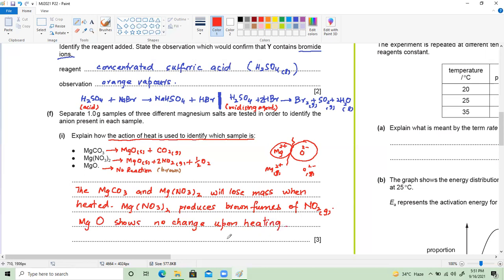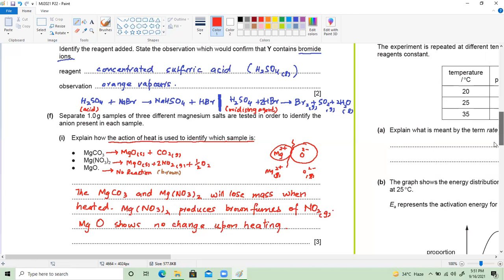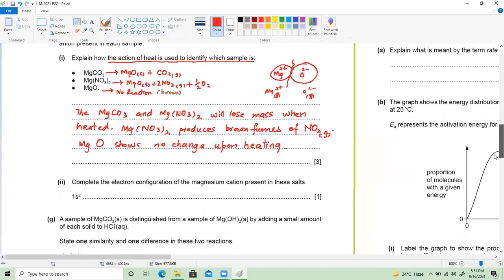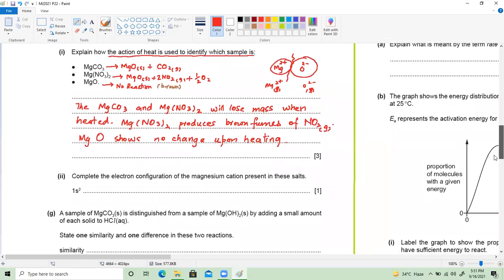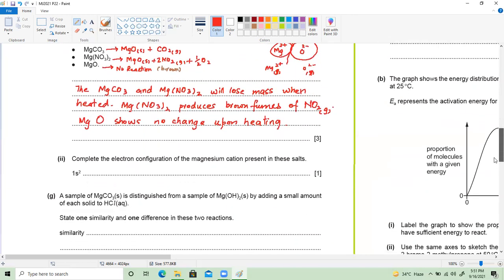Its melting point is also very high, above 2000 degrees Celsius. So obviously, at the temperatures above which carbonates and nitrates decompose, if we heat it to those temperatures, there will be no change in it.